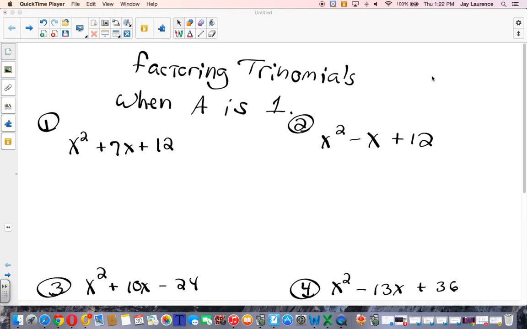All right, well, today we're going to learn a more traditional way to factor trinomials when A is 1. So they'll usually be quadratic. Every now and then they could be a cubic or something like that. But usually they're quadratic, and the A term will be 1. And then tomorrow we'll talk about what to do when A is not 1. Sorry about that, I'm unplugging something. But let's check this out, okay?